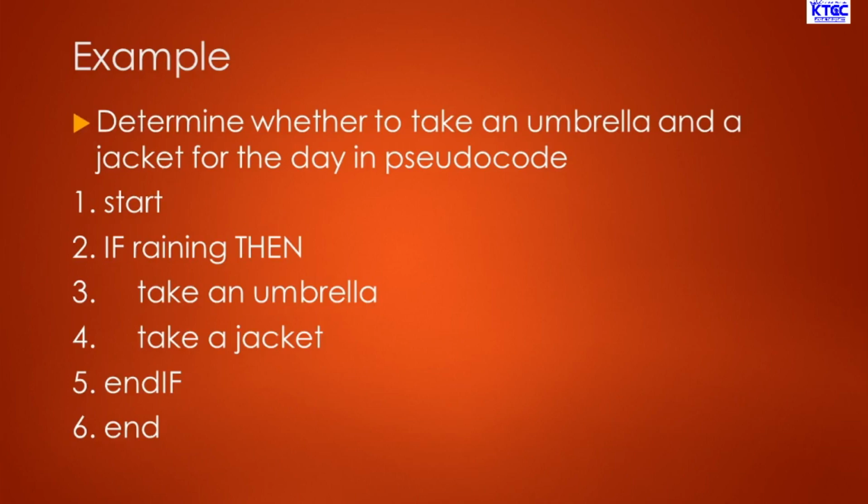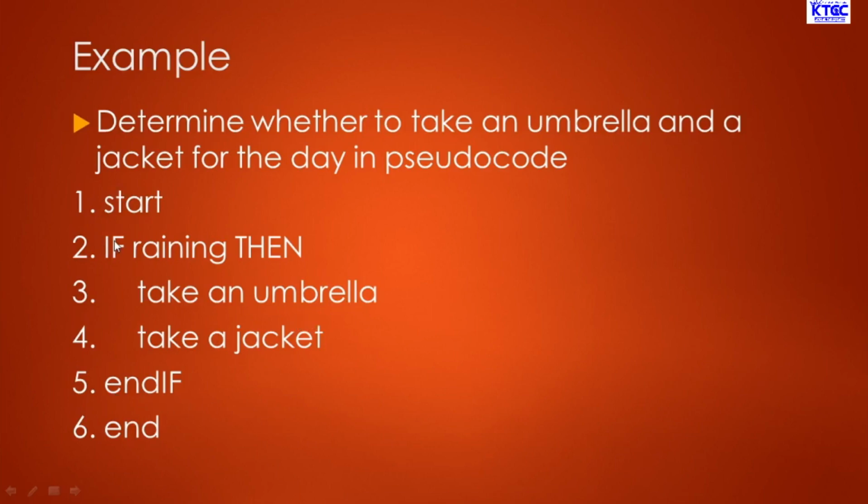Now, the example says determine whether to take an umbrella and a jacket for the day in pseudocode. So first of all, we want to check whether the user should take an umbrella and a jacket during the day. And under what condition do you take a jacket and then umbrella? So let's see that. The first line of code says what? Start. This is written in pseudocode. Don't forget. Start. Then line 2 says if it's raining, then take an umbrella, take a jacket. You know how we protect ourselves when it's raining using these two items, right? And then you end if.